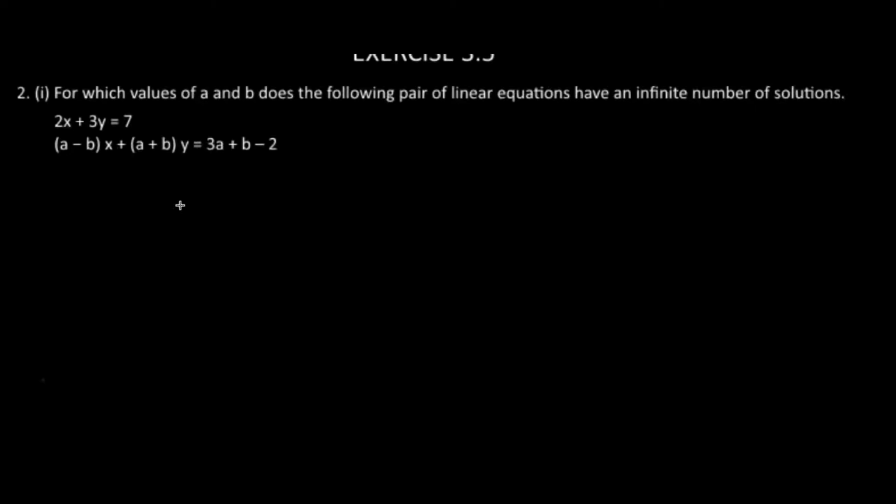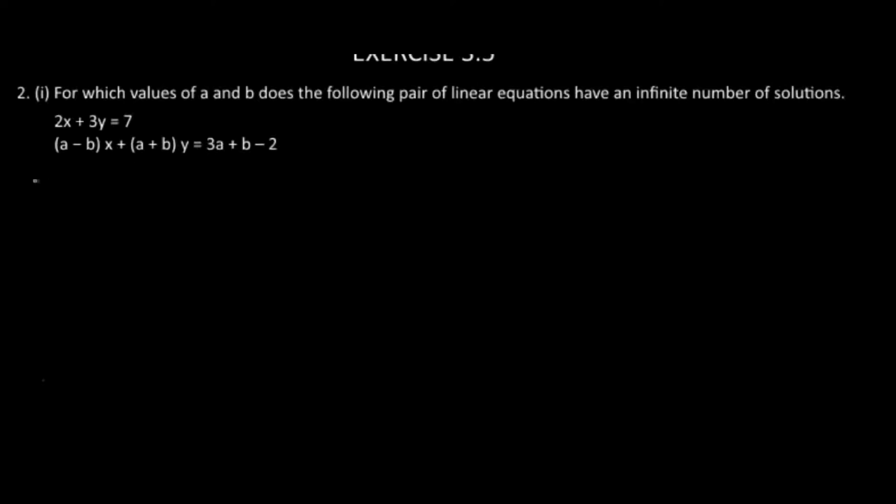Never. So next we are going to solve the second question, which says: for which values of a and b does the following pair of linear equations have an infinite number of solutions. This is the first sub-question of question number 2, and the equations given to us are 2x plus 3y equals 7, and (a minus b)x plus (a plus b)y equals 3a plus b minus 2. So these are the two equations that we have.